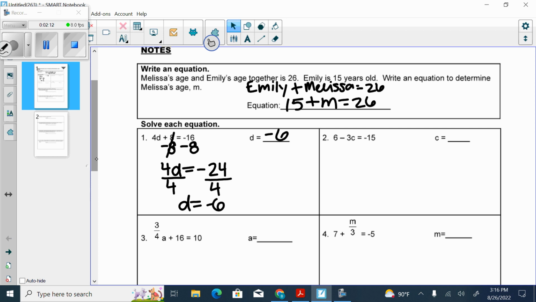Right. We want to get C by itself. So the first step would be to move this other piece. Good. And what is negative 15 minus 6? Very good. Okay, now what? All right, this time we have a negative divided by a negative, so we know our answer is going to be positive. Very good. Nice.